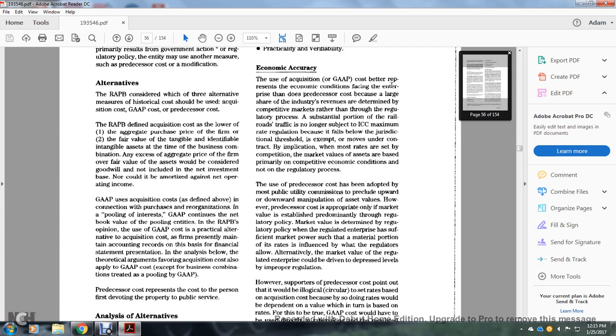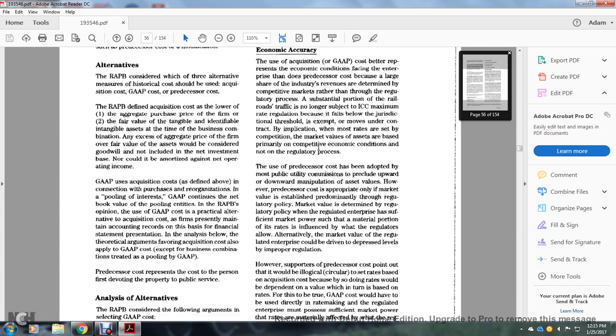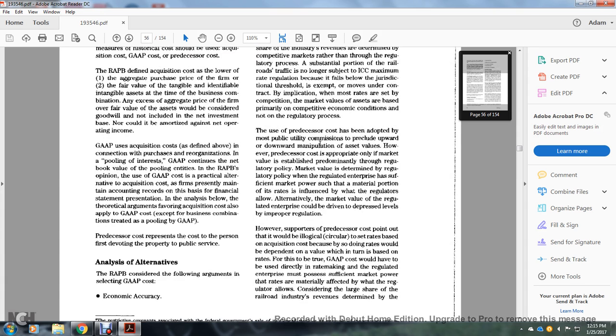The maximum rate value is set on the basis of the primary competitive economic conditions of the regulatory processes. The use of the predecessor cost has been adopted by most public utility commissions to prevent upward or downward manipulation of asset values. However, the predecessor's cost is appropriate only if the market value is established predominantly through the regulatory process. The market value is determined in the regulatory process when the regulatory enterprise has a sufficient marketplace, such as a material portion of the rates influenced by what regulators apply.